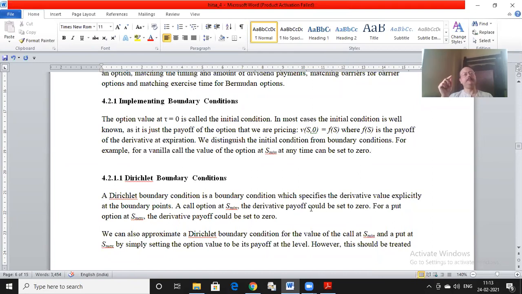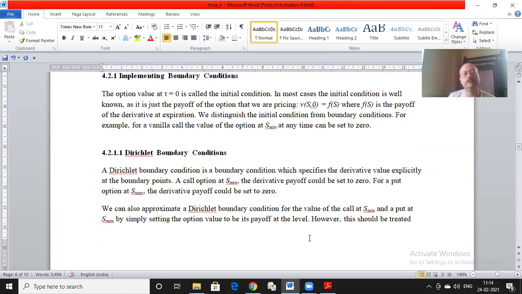So instead of trying to specify the function value, we specify the derivative value. So a call option at, say, the minimum stock price, we set the derivative value to be 0. For a put option, exactly same logic. At the highest stock price, S max, we can also set the derivative price value to be 0. So these are, in some cases, as I said, easy to decide. But we need to do something more.